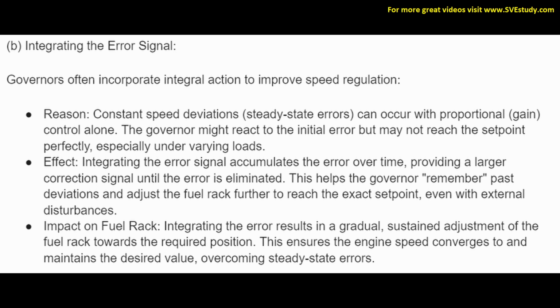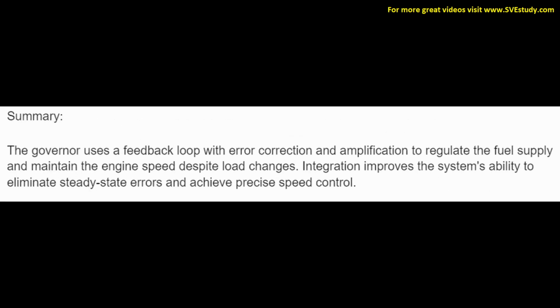Impact on the fuel rack. Integrating the error results in a gradual, sustained adjustment of the fuel rack towards the required position. This ensures the engine speed converges to and maintains the desired value, overcoming steady-state errors. In summary, the governor uses a feedback loop with error correction and amplification to regulate the fuel supply and maintain the engine speed despite load changes. Integration improves the system's ability to eliminate steady-state errors and achieve precise speed control.